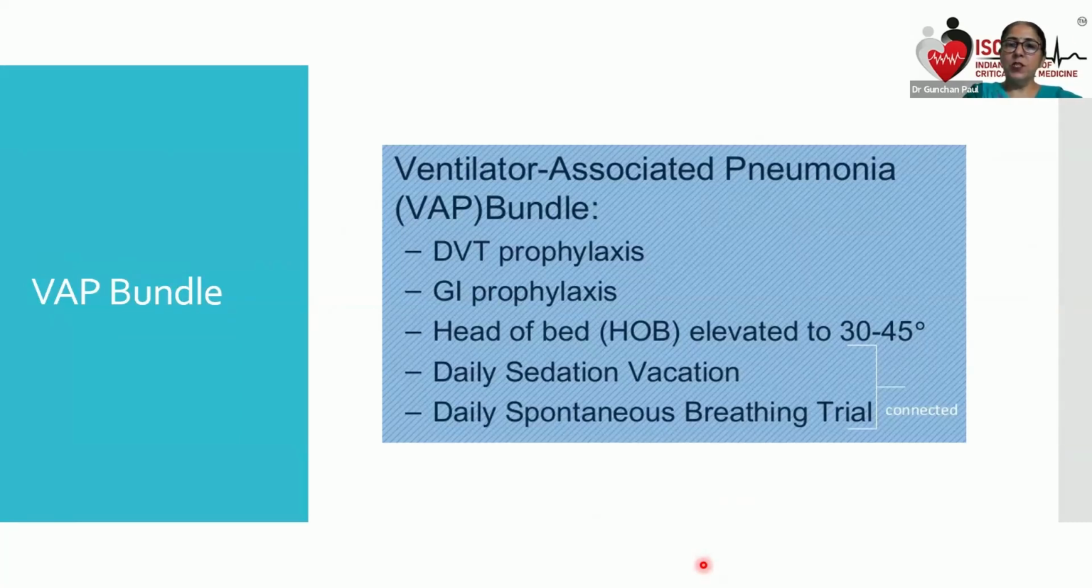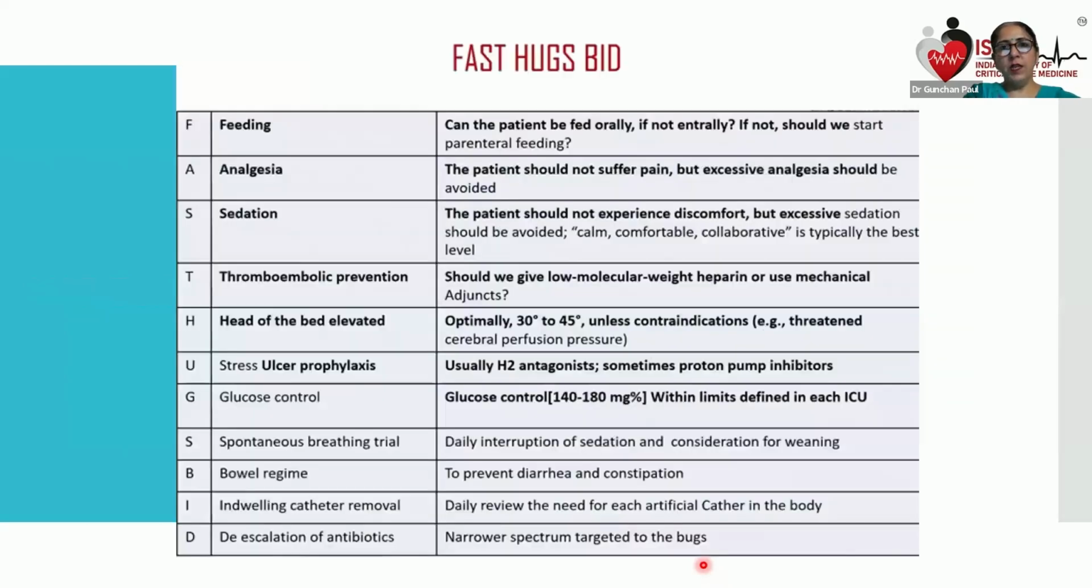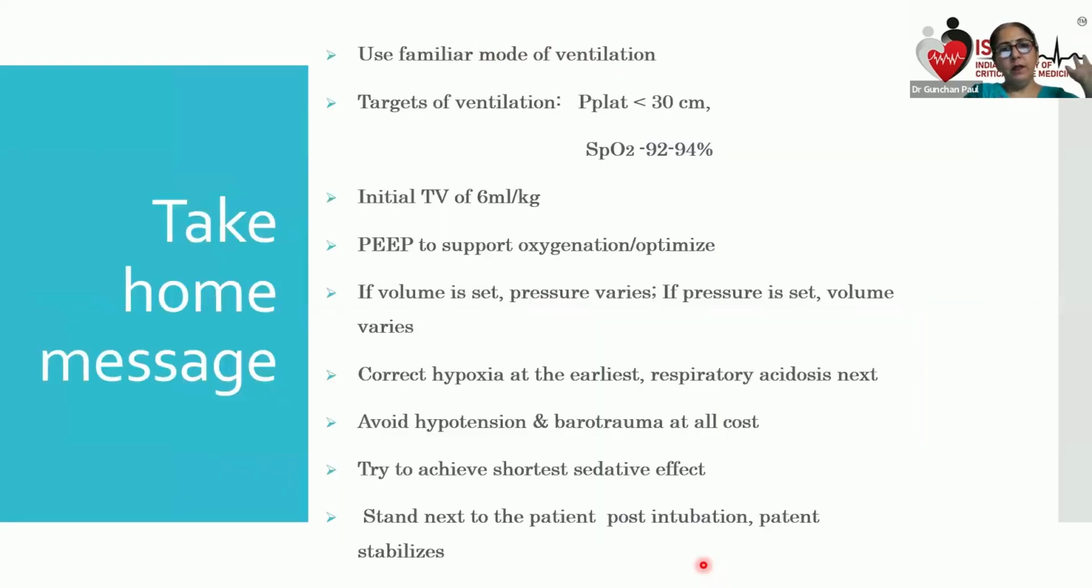But when the patient is on ventilator, you must take care that he does not get any infection, which is called ventilator associated pneumonia. And these are the components of the VAP bundle. DVT prophylaxis must go on, ulcer prophylaxis, head end should be elevated, and sedation vacation and weaning. And this we all know, fast hugging we are doing, because these are very important essentials for the care of a patient on the ventilator.